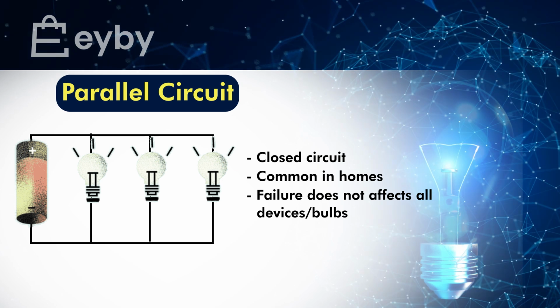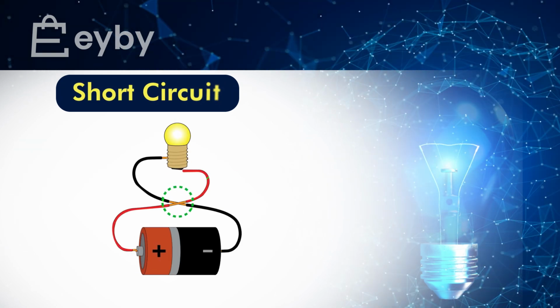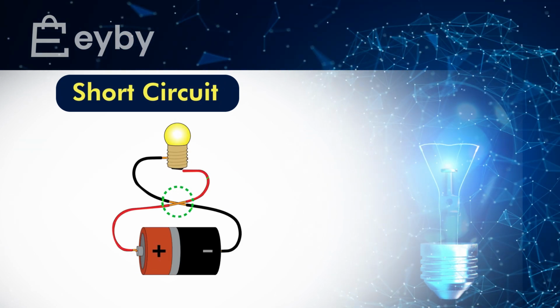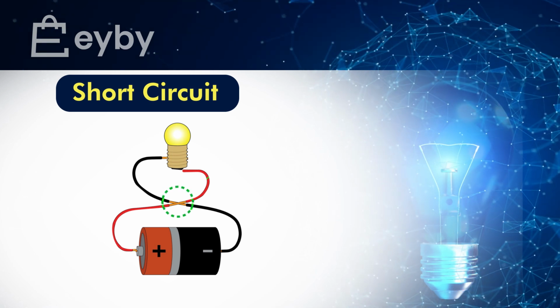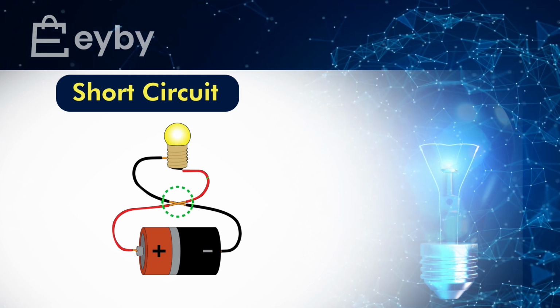A short circuit occurs when a low resistance path bypasses the circuit, causing excessive current flow. This may lead to overheating or damage.